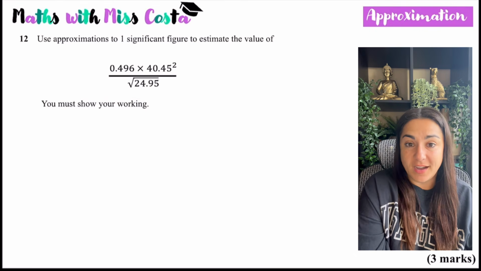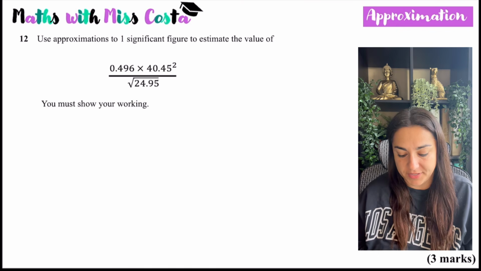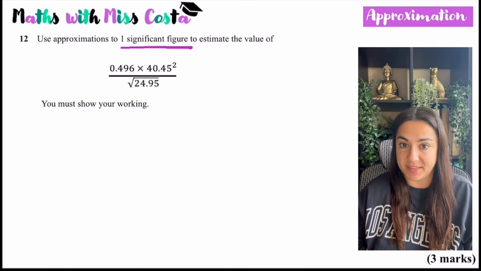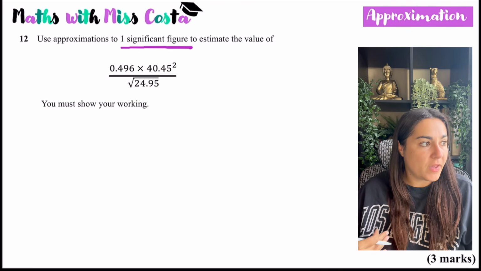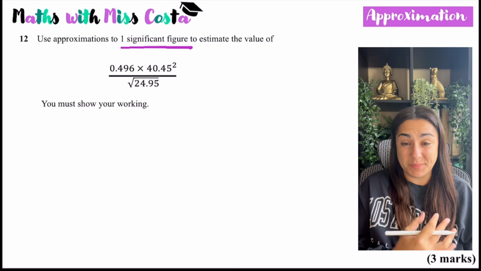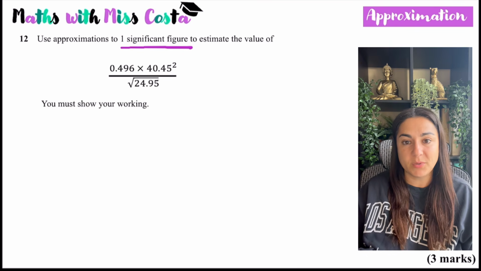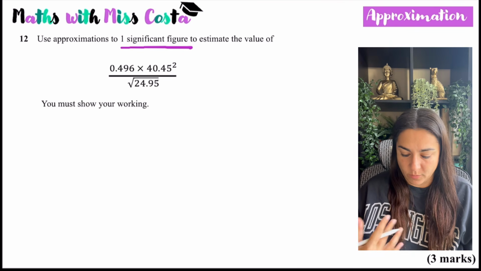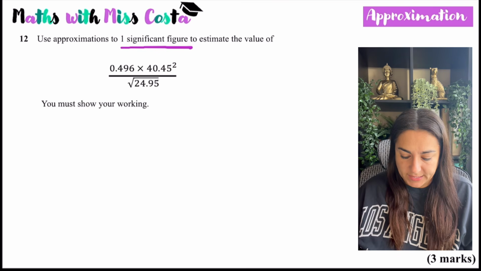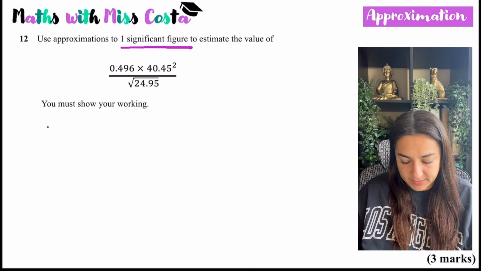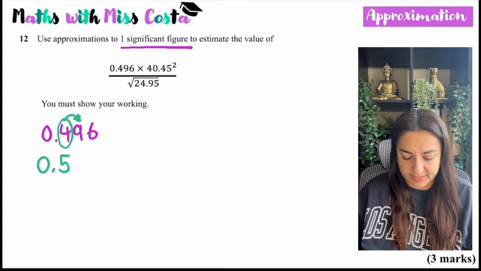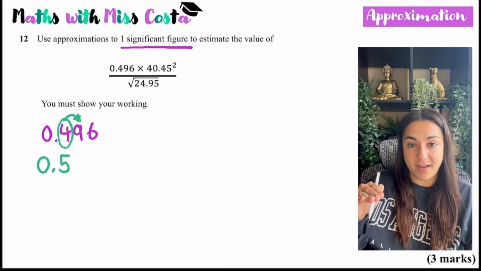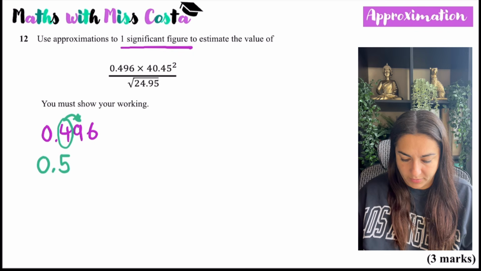Okay, in this question, I'm specifically told to use approximations to one significant figure to estimate the value of this calculation here. So when I'm approximating, I'm just roughly making my numbers as easy to work with as possible so I can make a quick guess as to how much of something I might need. So I'm rounding to one significant figure. So I've got 0.496. To one significant figure, I'm going to circle the 4. Look next door and round it to the nearest value. So because it's more than 5, I'm going to round it up. So that would become 0.5.